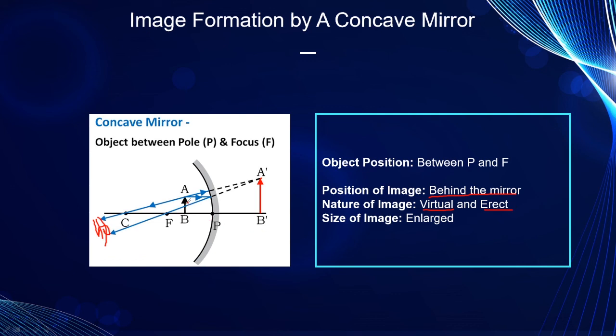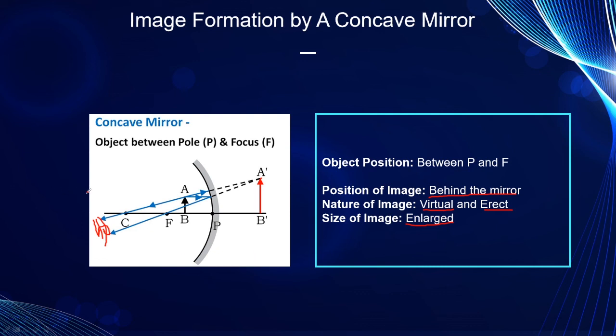What is the size? This is smaller, this is bigger. Okay, the ray diagram is showing it to me. So I get an enlarged image. When we talk about the uses of concave mirrors, we will come back to this case and we'll discuss the uses. Because of this property, it's used as a shaving mirror or a makeup mirror. Okay, so that finishes the image formation by a concave mirror for different positions.